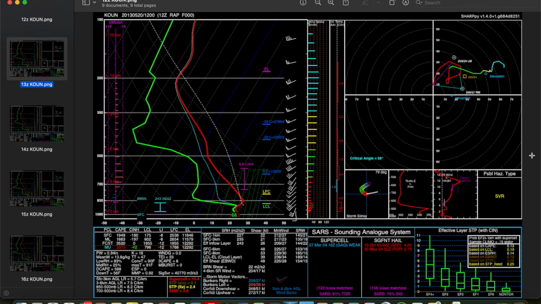Alright, let's dive into our progression of RAP model soundings in proximity to the Moore supercell, because we still haven't really figured out the key to why this environment, which on the surface did not appear to be super favorable for strong to violent tornadoes, was able to produce the Moore EF-5.